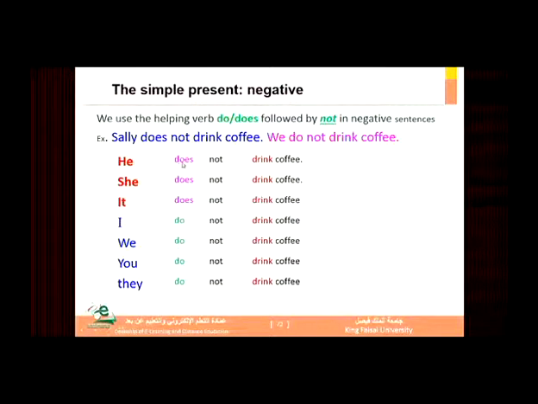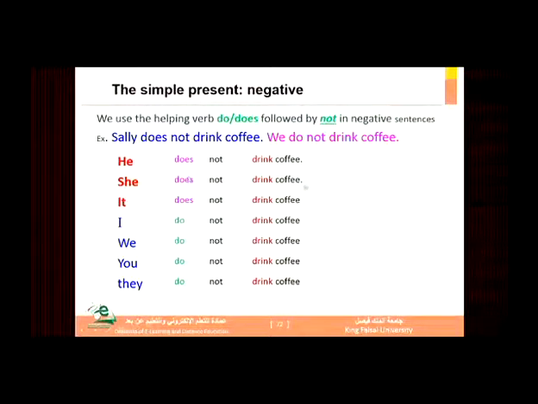Now if you notice, the helping verb does is coming with he because it is a third person singular subject. Now the main verb drink comes after not, and is not having any S. There is no S here. So we say he does not drink coffee. We cannot say he does not drinks coffee. The S, which should be in drink, has gone to the helping verb, does. So it becomes does.